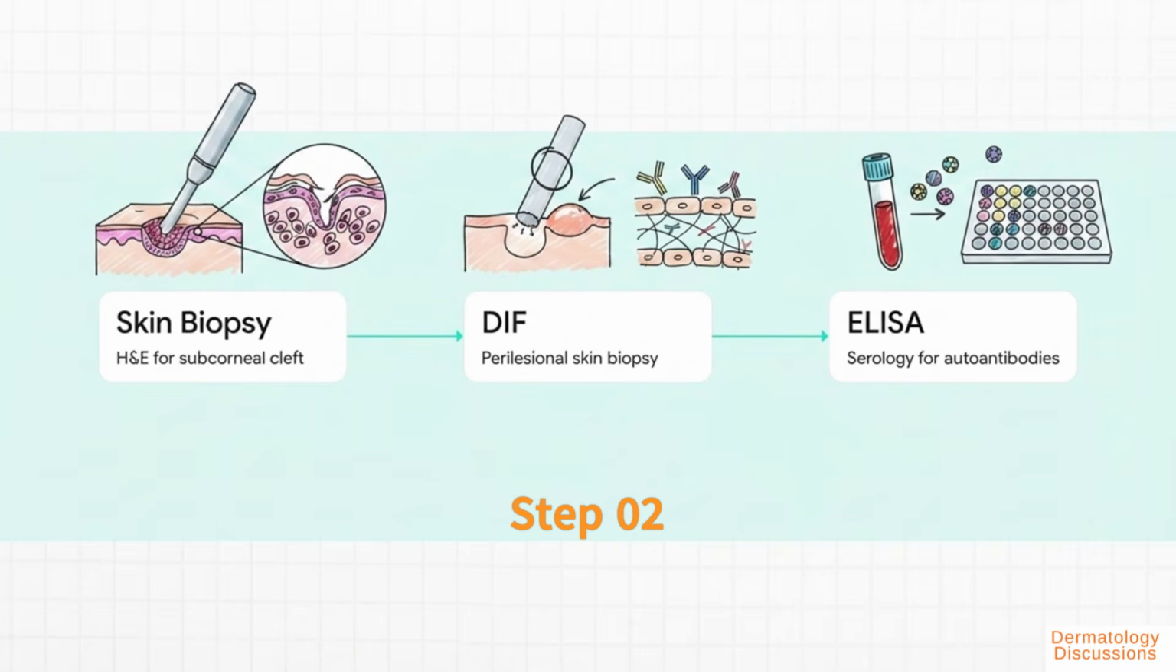Step 2 is direct immunofluorescence, or DIF. This is a big one. You have to take a separate biopsy from normal-appearing skin perfectly adjacent to a lesion, definitely not from the blister itself. Finally, Step 3 is serology. You'll order an ELISA blood test to hunt for those specific circulating anti-desmoglein autoantibodies.